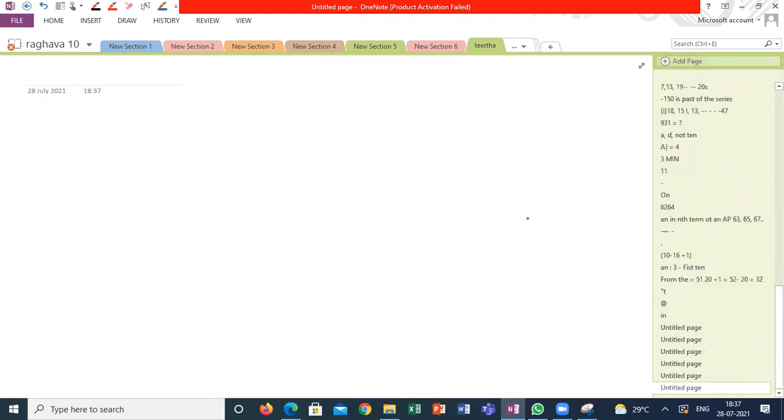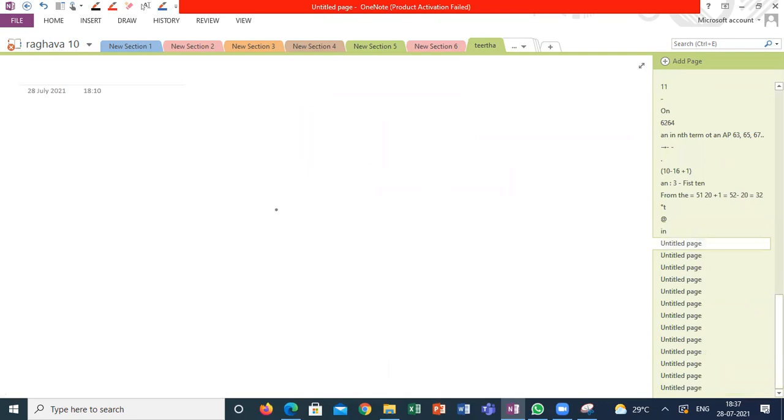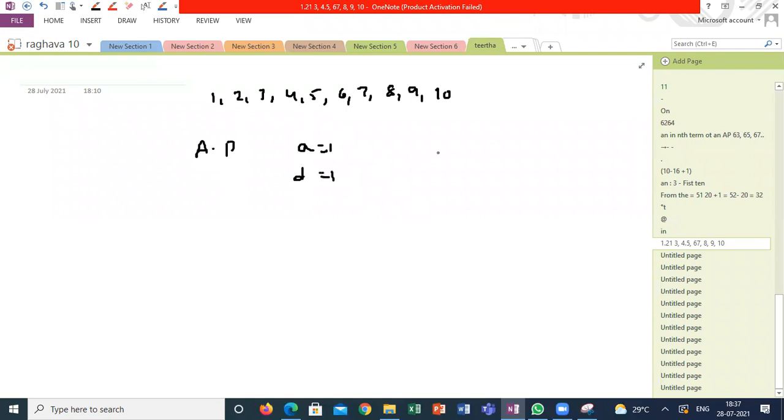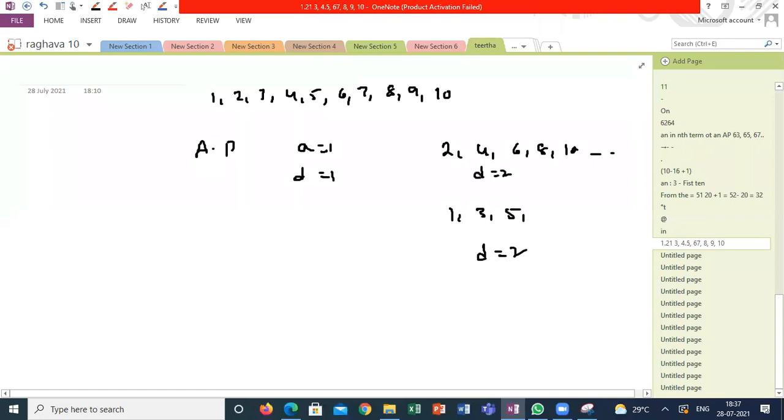The next topic. Suppose I am asking about the sum of the first terms, 1, 2, 3, 4, 5, 6, 7, 8, 9, 10. These are a sequence of natural numbers 1 to 10. And natural numbers by default are in AP because the first term is 1 and the common difference is 1. All even numbers are also in AP, correct? 2, 4, 6, 8, 10. All odd numbers are also in AP, whose common difference is 2, where A is equal to 1 here.